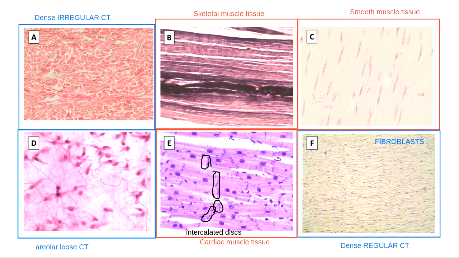Now, I liked the vote for nervous because we're going to come back to that. Because I was looking at this picture and I was like, you know, that looks a lot like nervous. So thank you for voting that because we're going to talk about it. This particularly is areolar loose connective tissue.